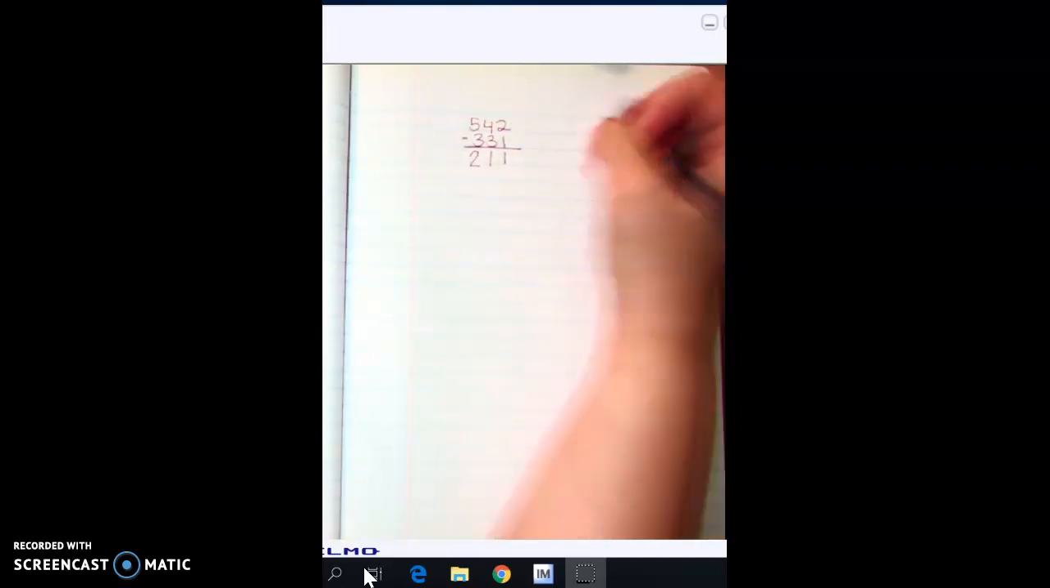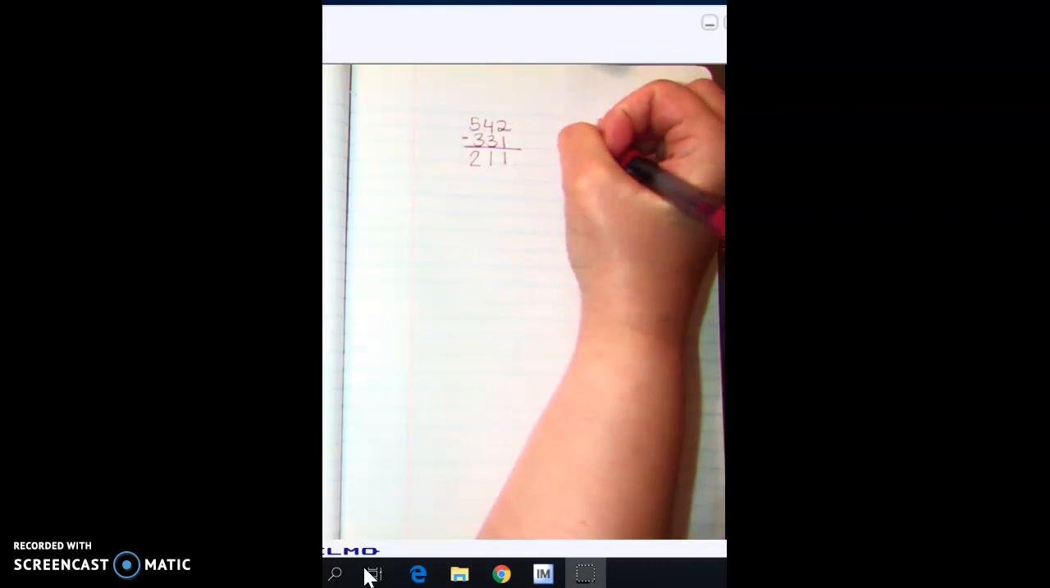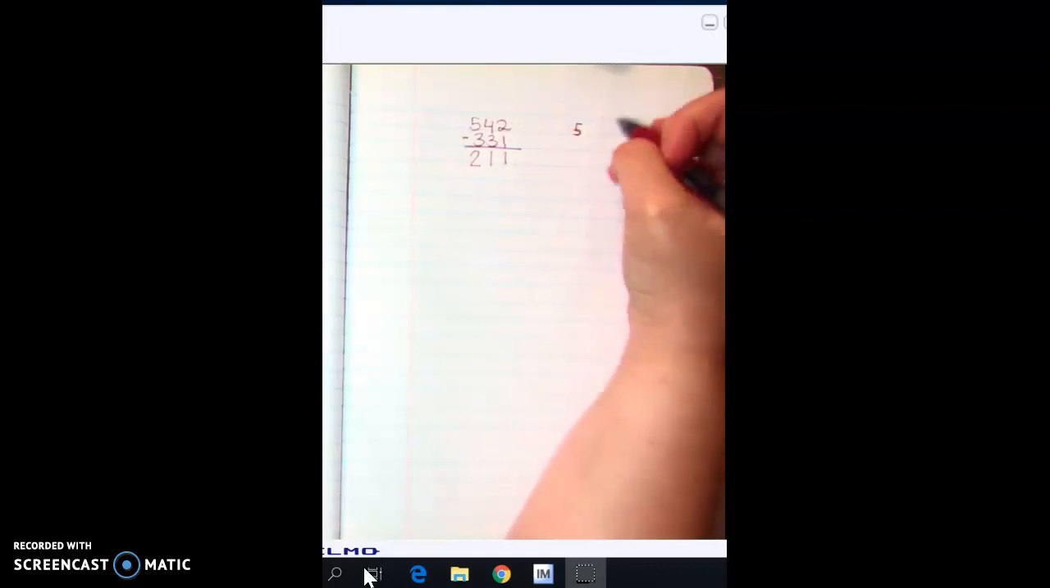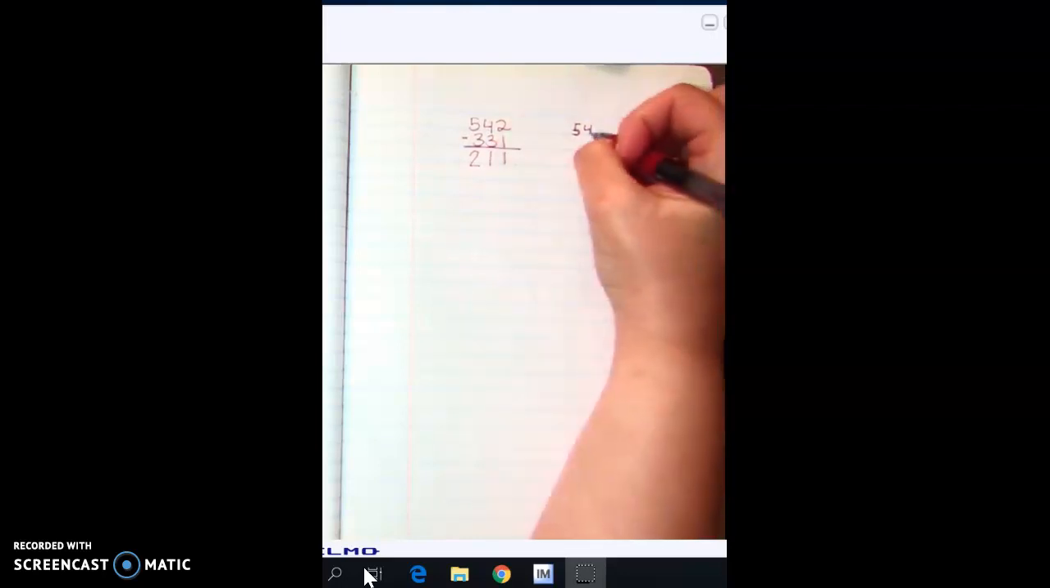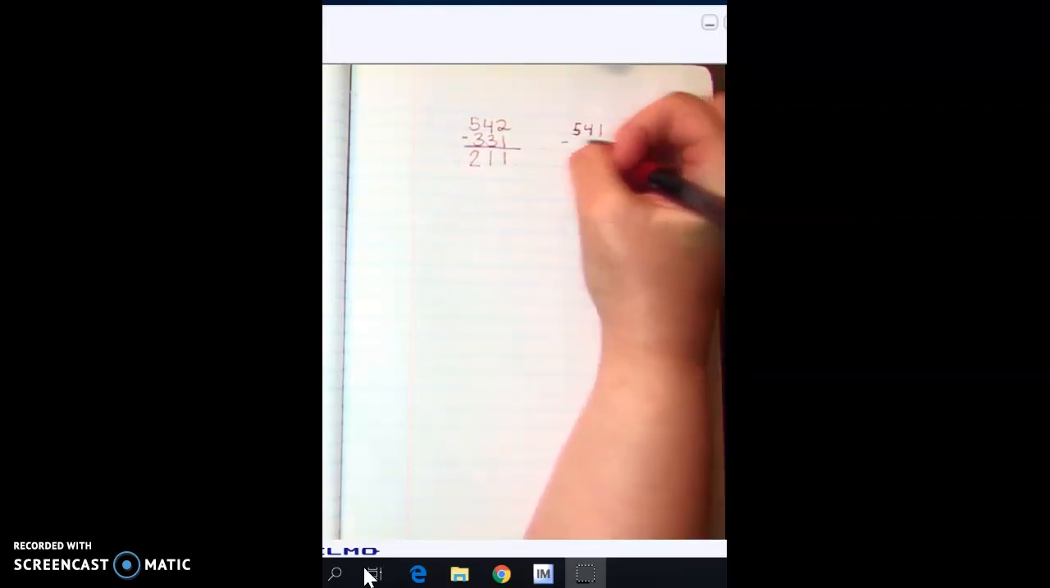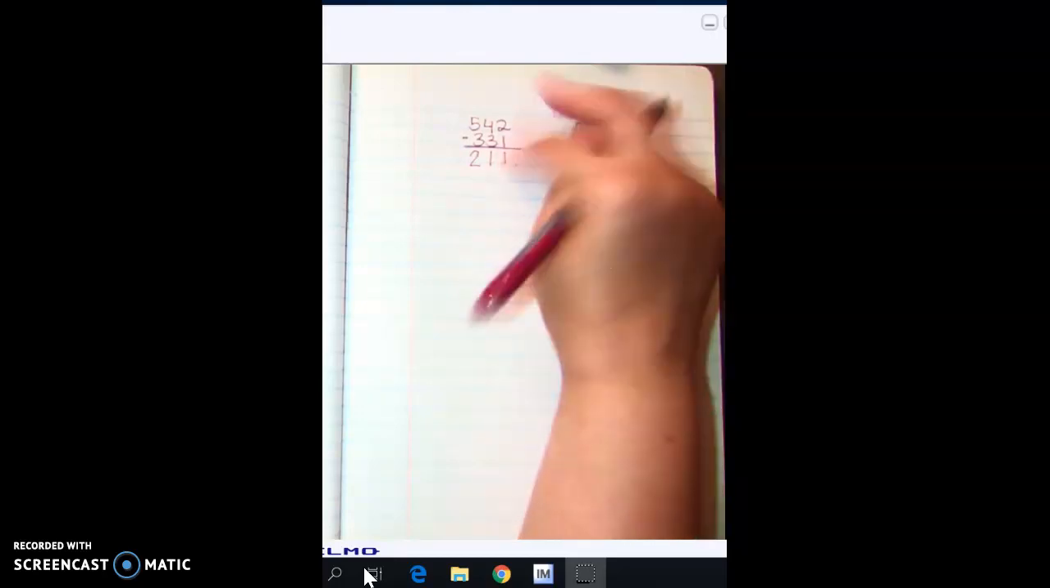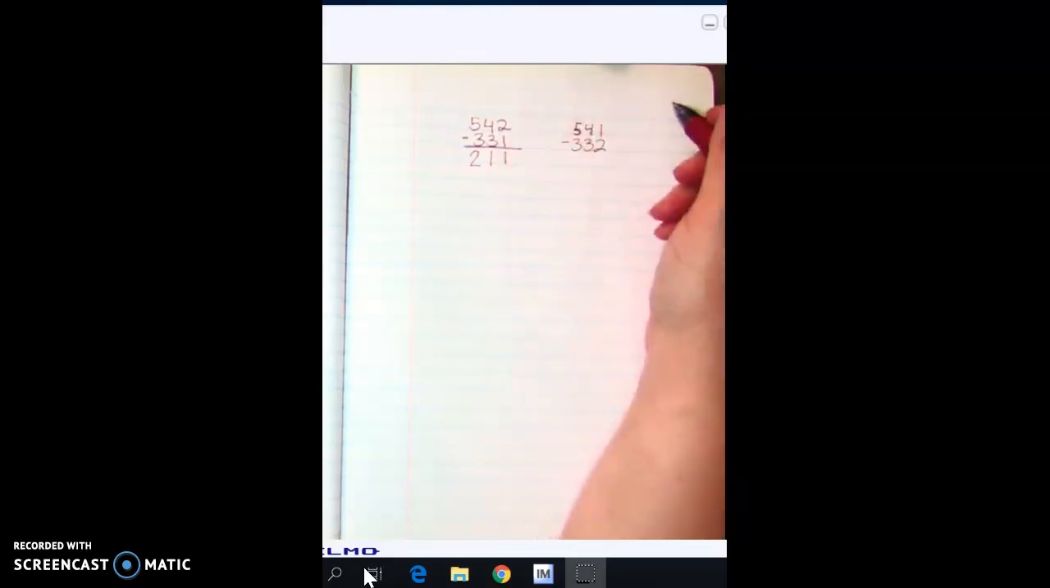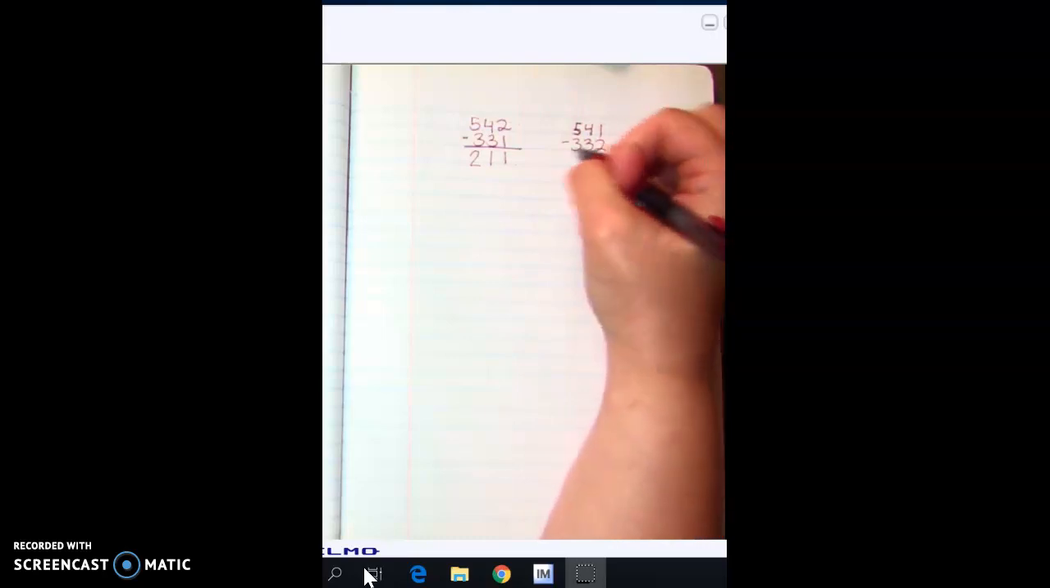So the next one we're going to take a look at, I'm going to keep the problem similar because I want to show you something on this. So this one we got 54, and instead of having that 2 there, I'm going to put a 1, minus 332. So basically I just took the 2 numbers in the ones place and flipped them around, okay? So the problem looks similar, but it's not exactly the same. And it does make a difference here.